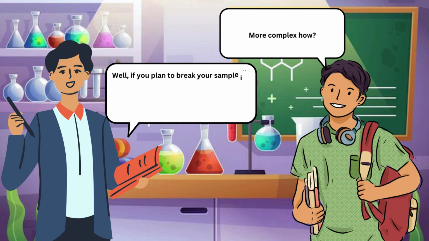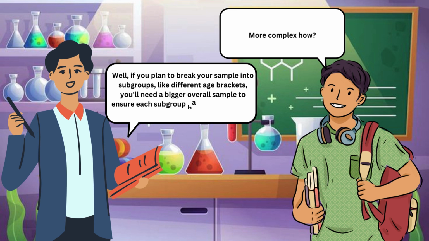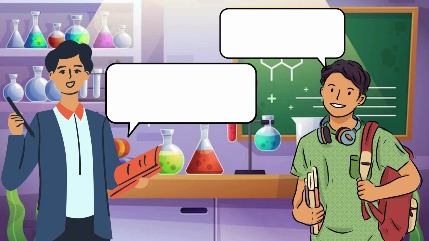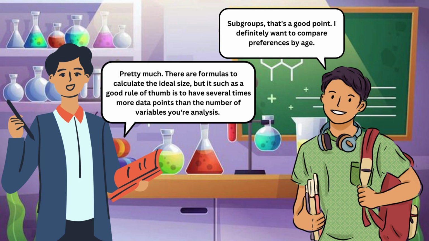Usually, a larger sample size is better, but with multiple variables, it gets more complex. More complex? How? Well, if you plan to break your sample into subgroups like different age brackets, you will need a bigger overall sample to ensure each subgroup has enough data for analysis. Subgroups? That's a good point. Definitely want to compare preference by age.